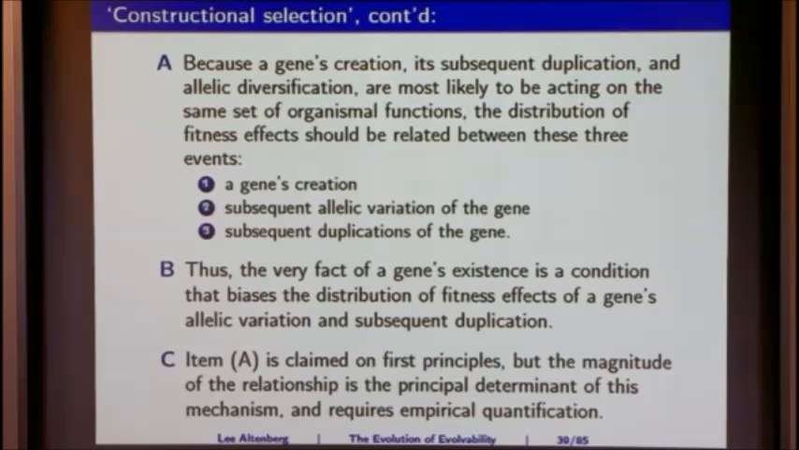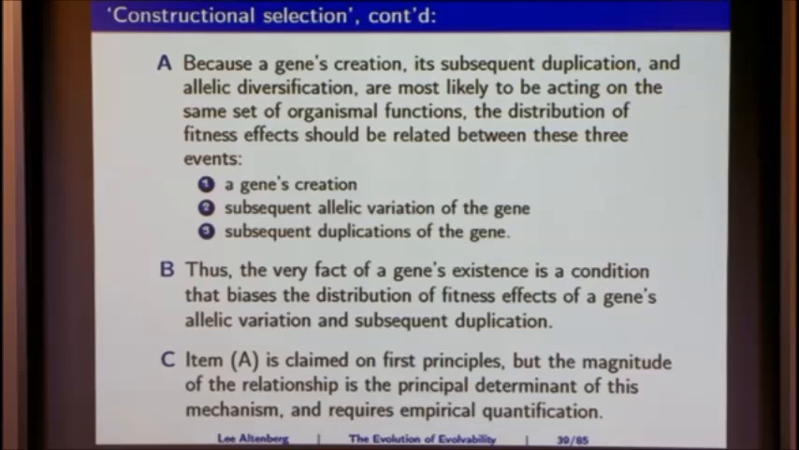So, because a gene's creation and its subsequent duplication and allelic diversification are most likely to be acting on the same set of organismal functions, the distribution of fitness effects should be related between these three events: a gene's creation, the subsequent allelic variation of the gene, and subsequent duplications of the gene. Thus, the very fact of a gene's existence is a condition that biases the distribution of fitness effects of a gene's allelic variation and subsequent duplication. So, item A, I claim that on first principles. But it's the magnitude of that relationship that's the principal determinant of this mechanism, and it requires empirical quantification.